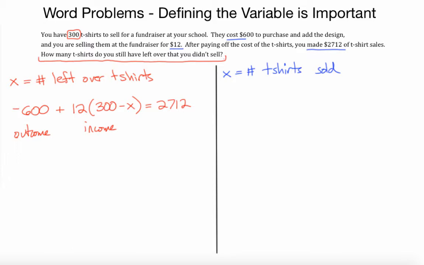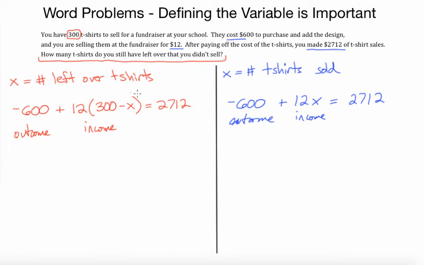$2,712. Now, looking at the right, since I've defined it as x, it's a way easier to get the equation. We spent $600, my outcome. Plus $12 for each t-shirt sold. Here's where it's just plus 12x. It's nice. And all together, we made $2,712. Outcome, income, total. All right, now let's solve these all out.